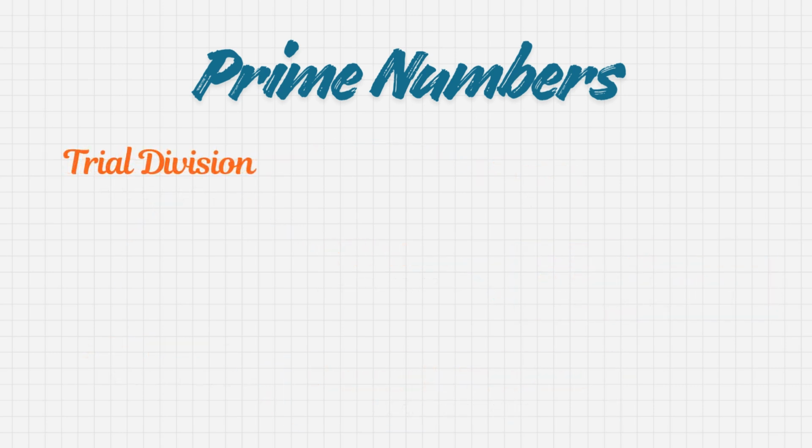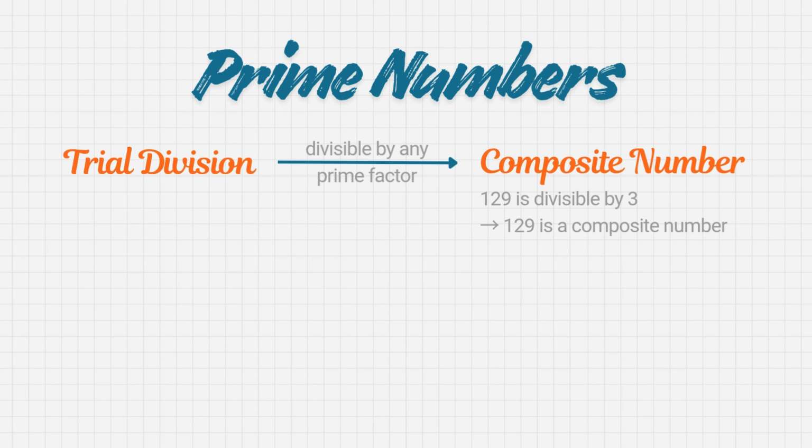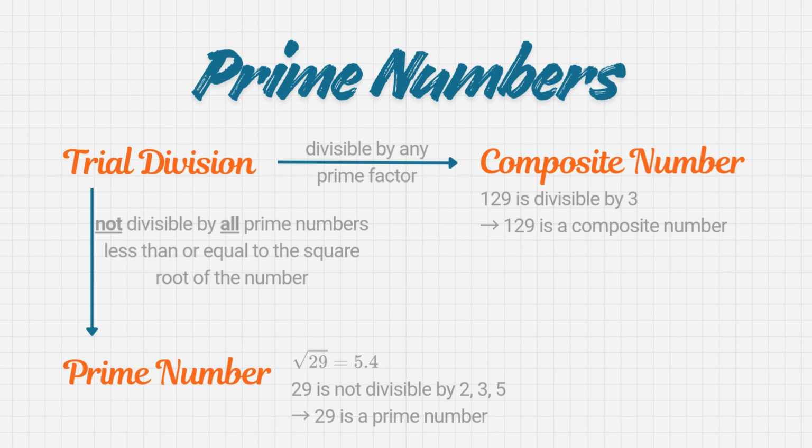To find out whether a number is prime or composite, we check if it is divisible by any prime numbers less than or equal to its square root. This method is called trial division. For example, 129 is divisible by 3, therefore it is a composite number. Now, if we look at the number 29, it is not divisible by any prime numbers less than its square root. Therefore, it is a prime number.